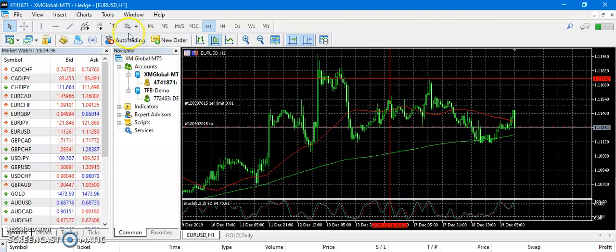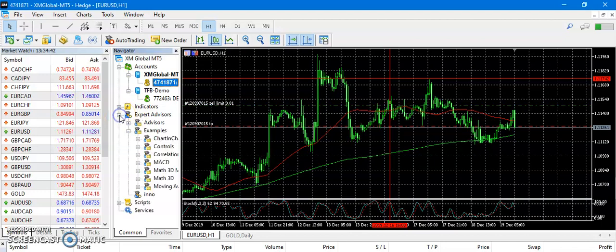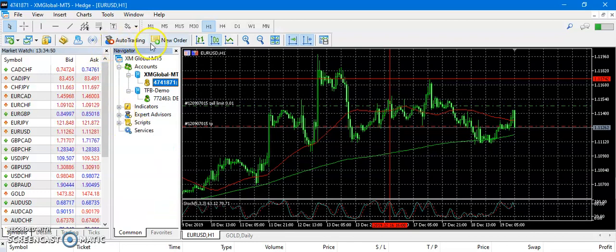For auto trading, you have to activate this button. When you activate this button, you can now add your expert advisors. I have some of them here. I have some I'm working on myself. That's my own. Okay, so that's how to use that. But we're not talking about EAs right now.